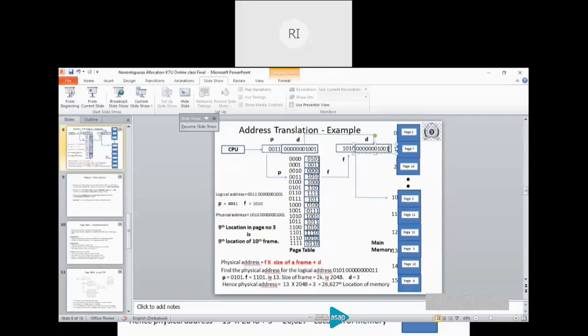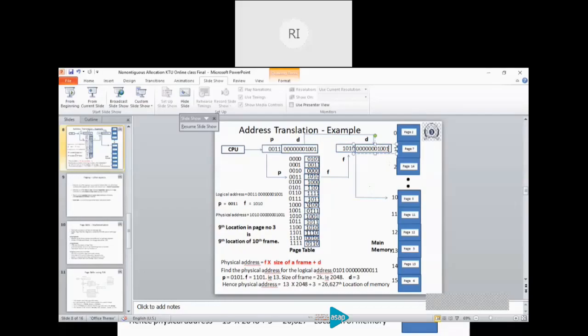So this is 9. The relative position of the instruction in the page is the same as the relative position of the instruction in the frame. So the third page is stored in the 10th frame. That is recorded here. The page table entry 0011 corresponds to frame number 1010. This frame number 1010 followed by the offset 00000 etc. 1001 will give the physical address. That's how this translation is done.